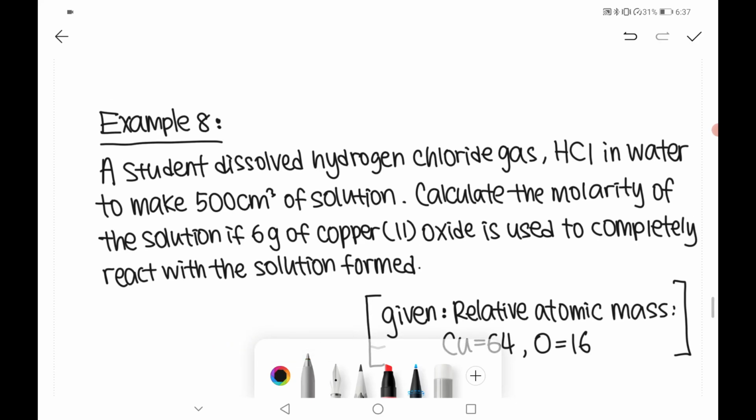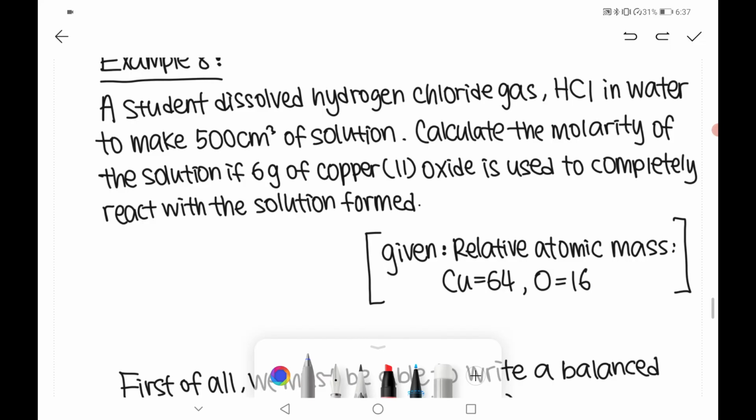Okay, so the question says this. A student dissolves hydrogen chloride gas, HCl, in water. When we dissolve hydrogen chloride in water, you produce HCl, which is hydrochloric acid. Then you will have 500 cm cube of solution. So what happens is, you put hydrogen chloride gas in the water. When the hydrogen chloride gas dissolves in the water, you will produce hydrochloric acid. How much hydrochloric acid do you have? 500 cm cube. The question wants you to calculate the molarity of the solution if 6 grams of copper oxide is used to completely react with the solution formed.